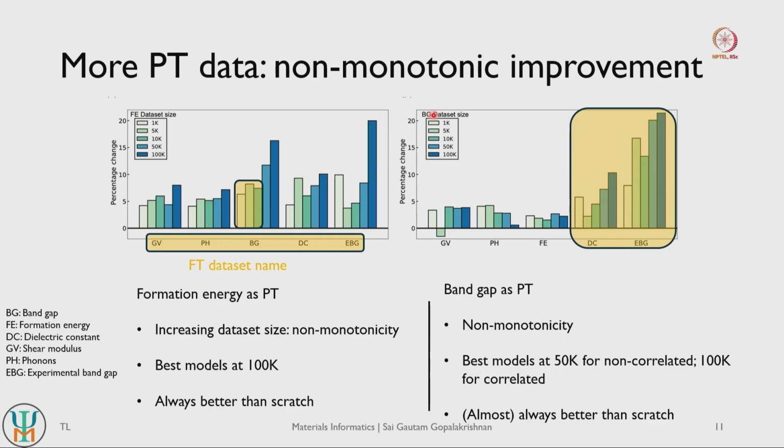So we did the same exercise considering computational band gaps as well, because formation energies and band gaps are the largest data sets that we have. So we considered the same slices of data, from 1000 data points all the way to about 1 lakh data points, and we considered the same 5 different fine tuning data sets here, right. So the first thing that we observe is non-monotonicity in the performance improvements, just like we observed in formation energies. But the key difference between band gap and formation energy is that we almost always get the best models with about 50,000 data points for data sets that are non-correlated, and if the fine tuning data set is correlated, then we get the best performance at 100,000 data points, right.